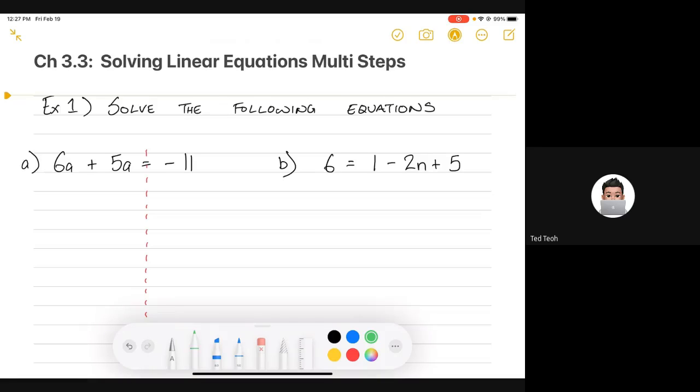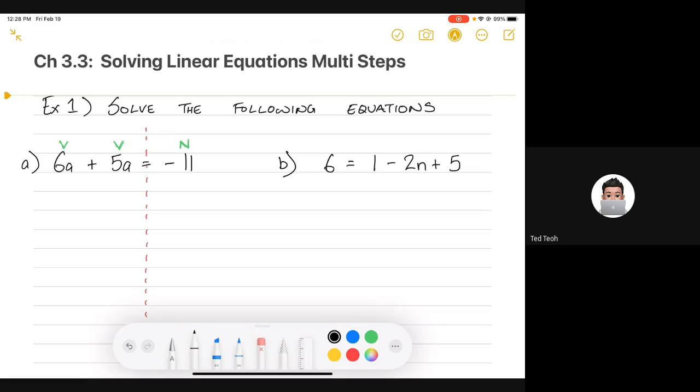So 6a is going to be a V because it's a variable. 5a is going to be a variable. And then the negative 11 is going to be an N because it's just a number. So V stands for variable and N stands for number. What I want to do is get all my V's on one side of the dotted line and all my N's on the other. For this question, the V's are already on the left side, so I don't need to move anything, and the N is on the right side. It doesn't really matter if I want the V's on the right side or the left side. If they're already on the left side, just leave them there.